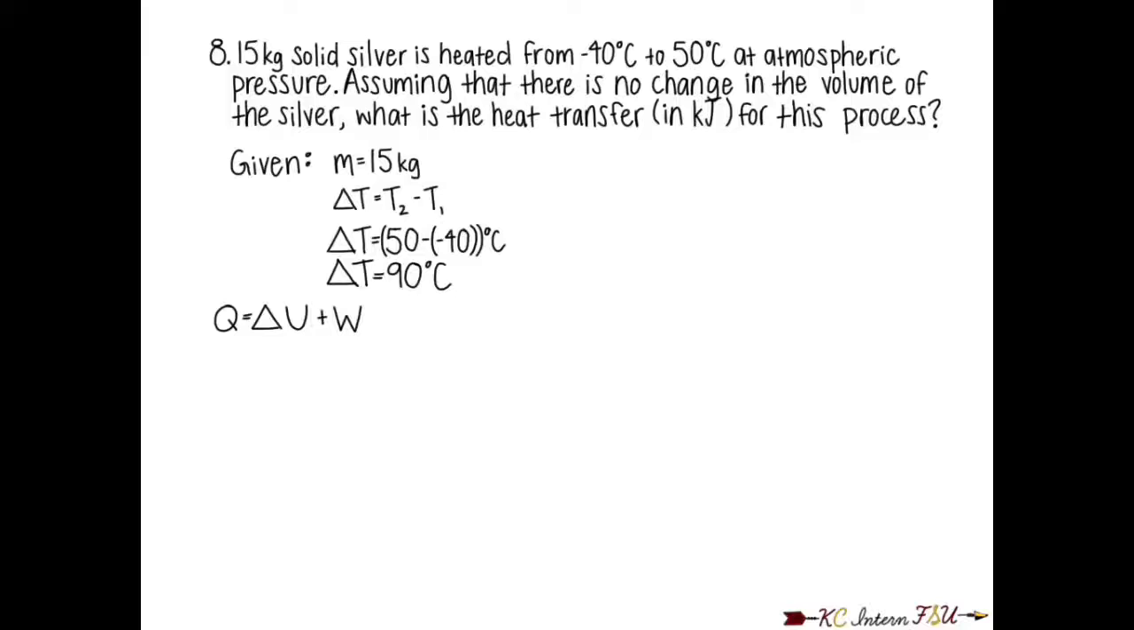We can use the equation Q equals delta U plus W, where Q is heat transfer, delta U represents energy, and W is work. Work is equal to 0 in this case due to the no change in the volume, making Q equal delta U, which can be rewritten as Q equals mCp times delta T.